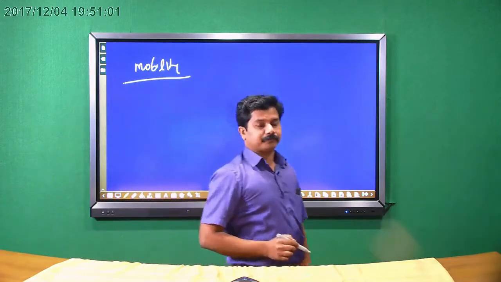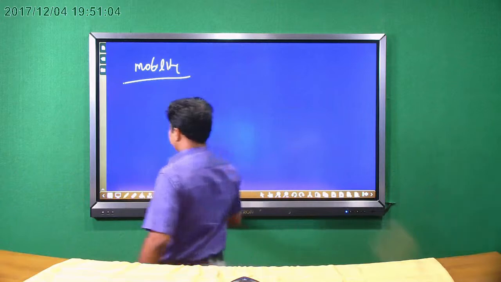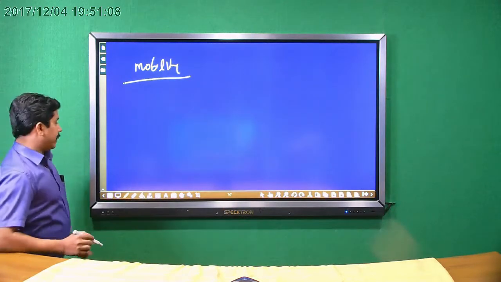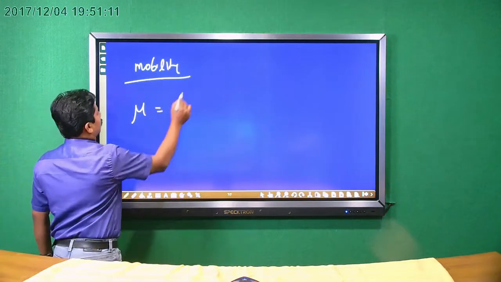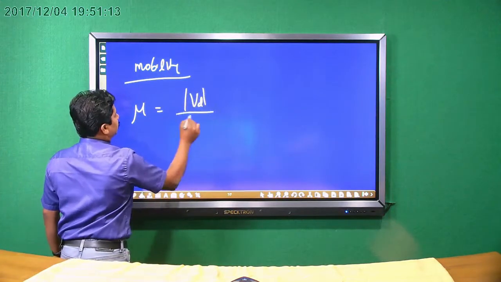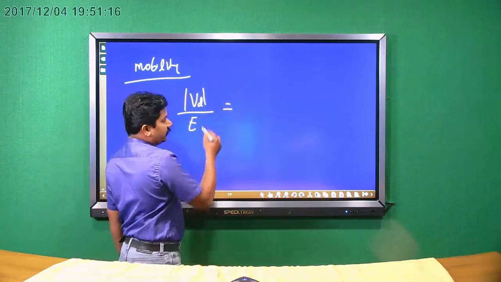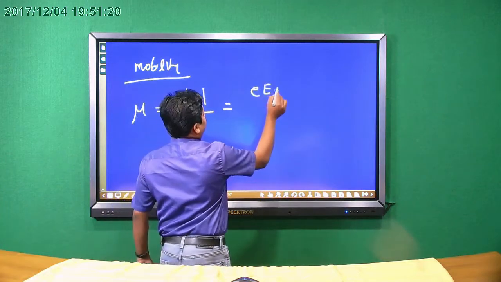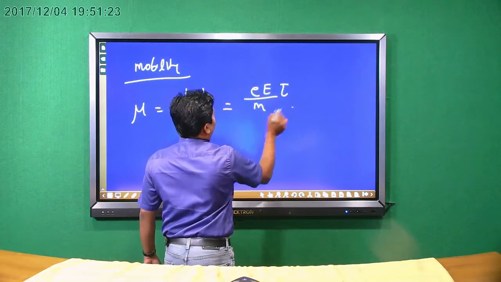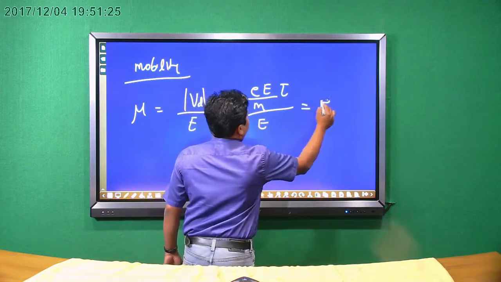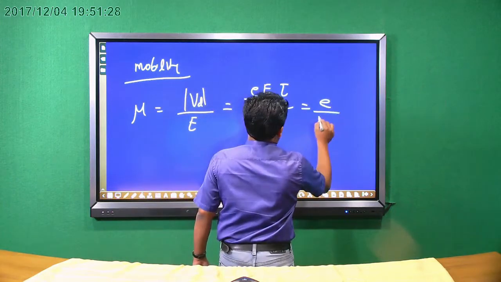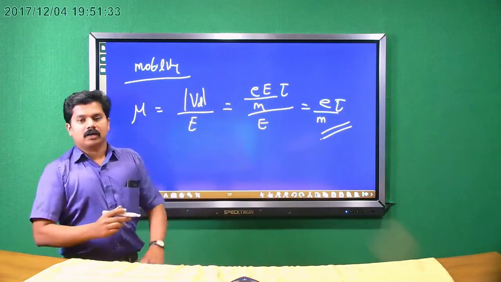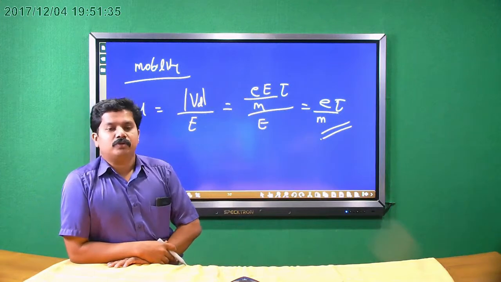Mobility of charges, mobility of electrons. The ratio of the magnitude of the drift velocity to the electric field, that is called mobility. So modulus of Vd by E: Vd equals minus eE by m into tau, but the modulus will be e by m into tau. So this will be the expression for the mobility, e tau by m, right?